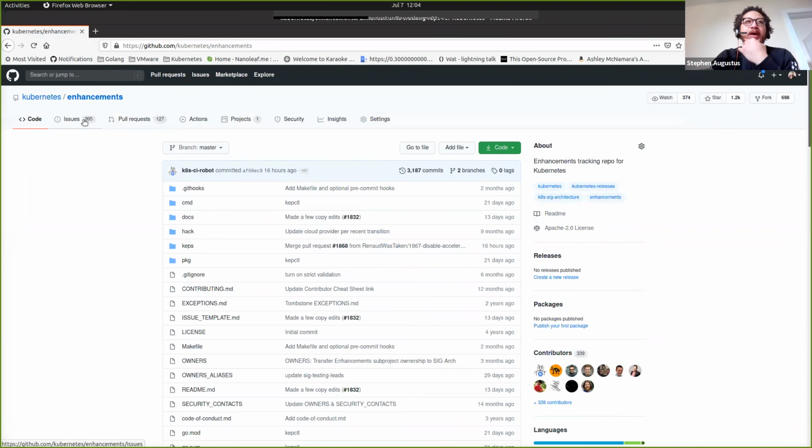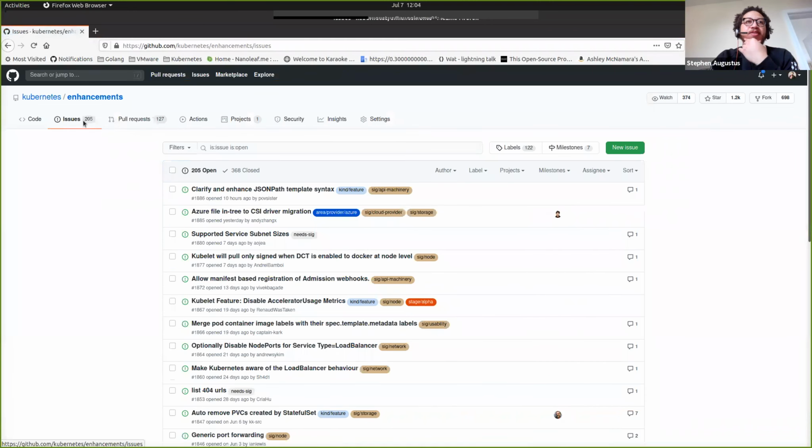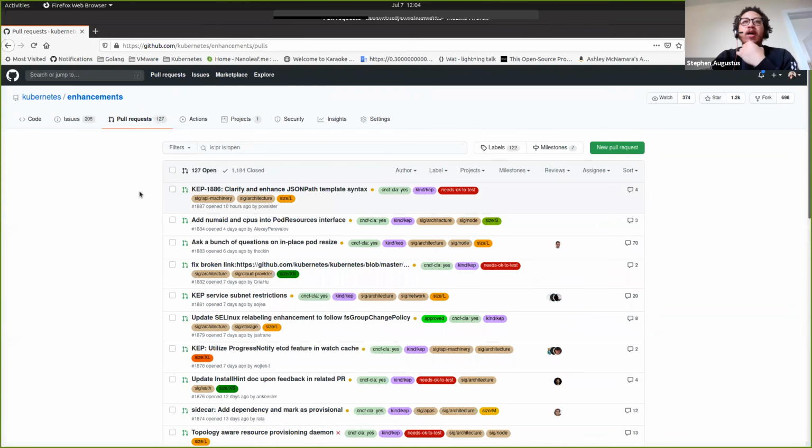Right now we have 207 open issues. So these are actively tracked. They may be enhancement related issues, or they may be KEPs. Most of these are KEP enhancement tracking issues. And then we have 127 open pull requests, right? Some of these are specifically related to the enhancement subproject, and some of them are specifically enhancements, so KEPs.